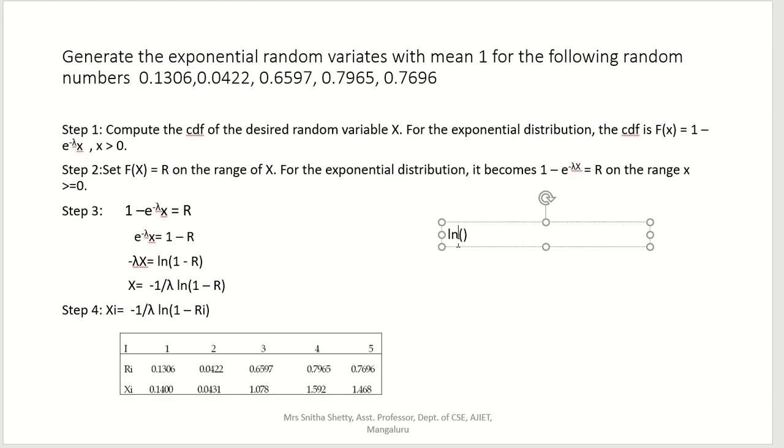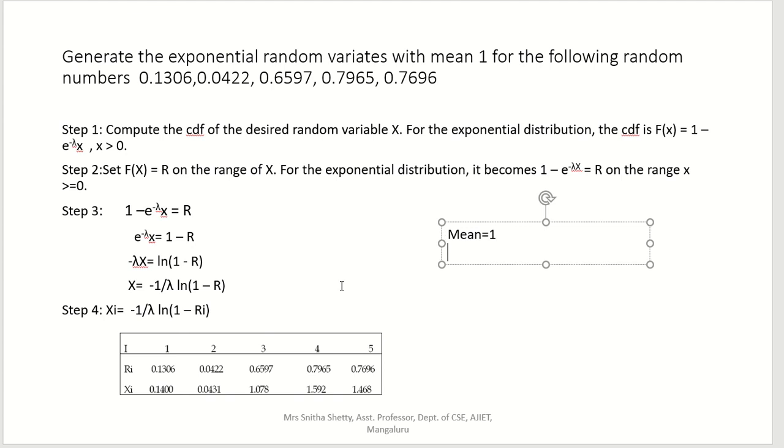Before that, here in the question they have given lambda, right? So what is that lambda? See here in the formula you want to generate x. To generate x, the ln function of 1 minus ri is given. What is this lambda? Lambda is nothing but the mean. So what mean have they given? Generate the random variate with mean 1, right? So mean is equal to 1. That means your lambda is 1. Okay, now let's begin.